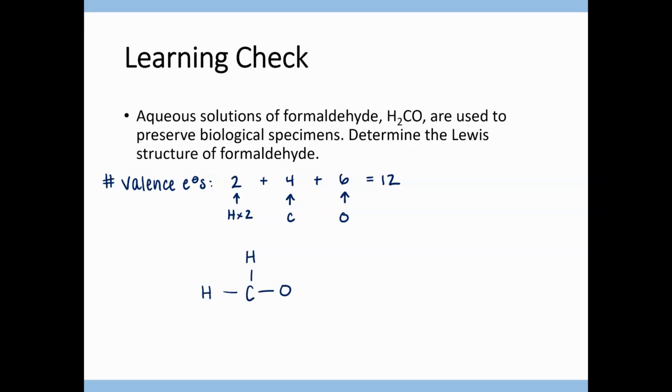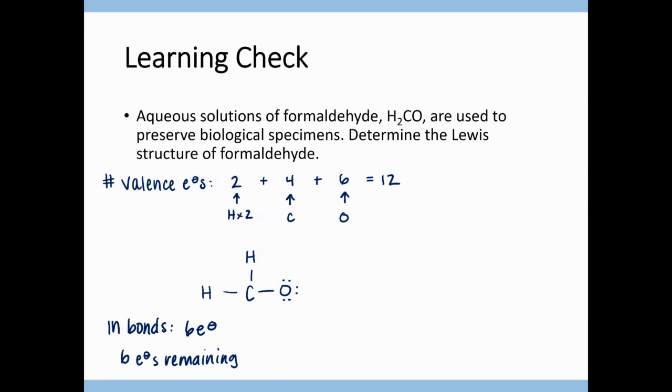Okay, so at this point in bonds, we have 6 electrons remaining. So if we follow the steps for creating Lewis structures, we would add the remaining 6 electrons to our outer atoms, but not to hydrogen. Hydrogen can only hold 2 electrons in its valence shell, so that's the 1 bond. So if we put all 6 around oxygen, we've used all 12 valence electrons.